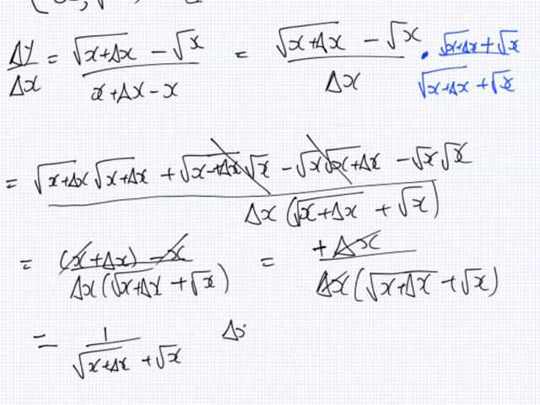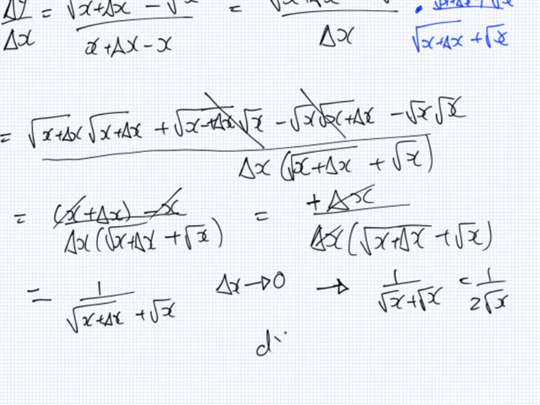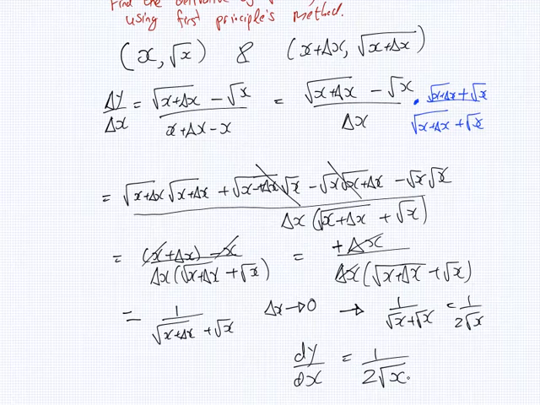Now we will make the delta x go to 0. So this becomes 1 over root x plus root x, which is 1 over 2 root x. So finally we have dy/dx equals 1 over 2 root x. Okay, write that down. Some people need to write that down, they didn't get it.